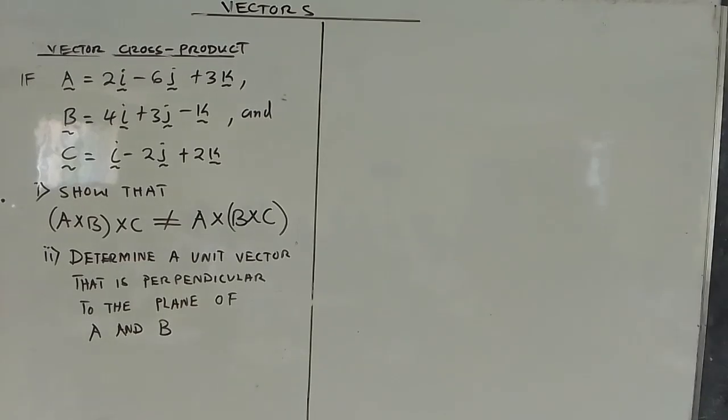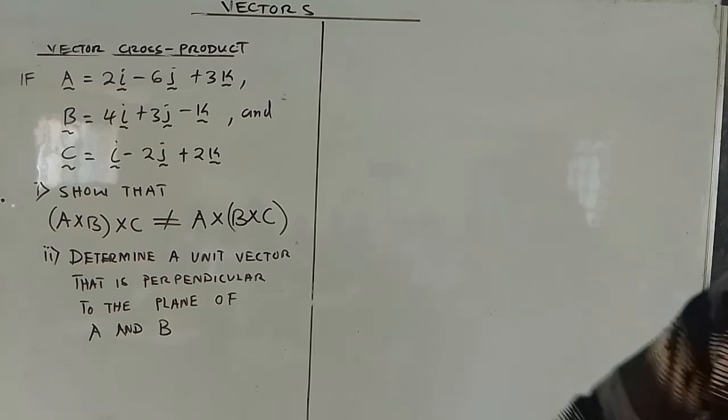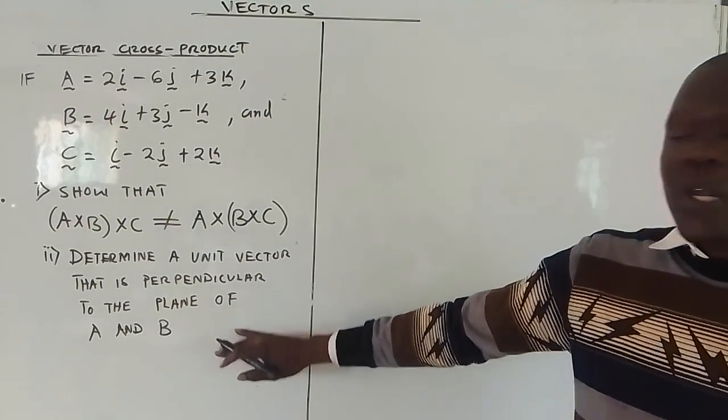If vector A is 2i minus 6j plus 3k, vector B is 4i plus 3j minus k, and vector C is i minus 2j plus 2k, you've been told to show that the first bracket, A cross B, then cross C, is not the same as A cross, in bracket, B cross C. Are we together? Then after that, you've been told to determine a unit vector that is perpendicular to the plane of A and B.